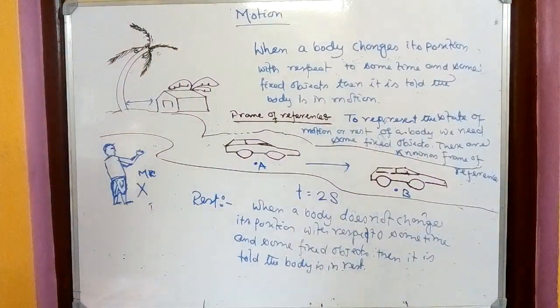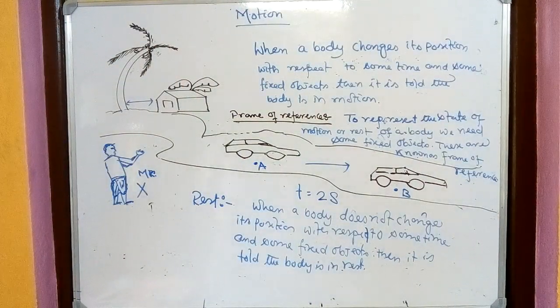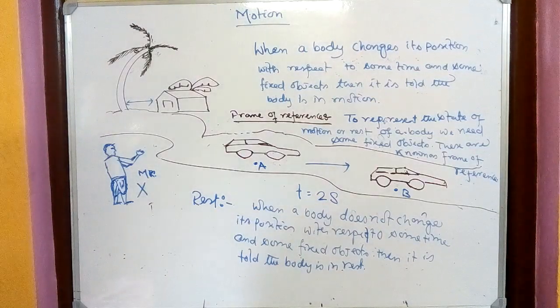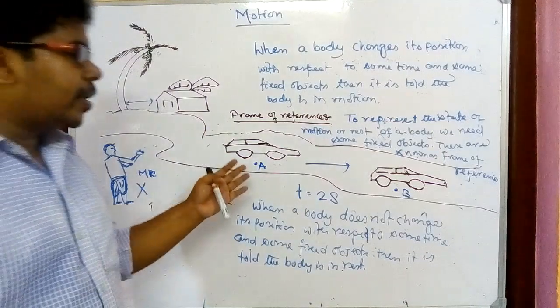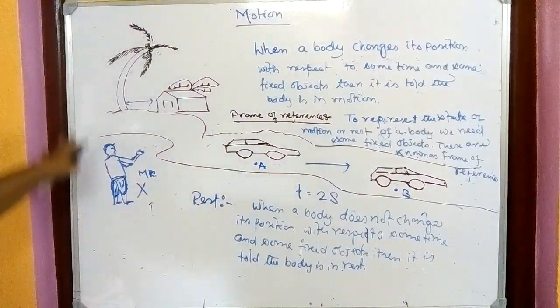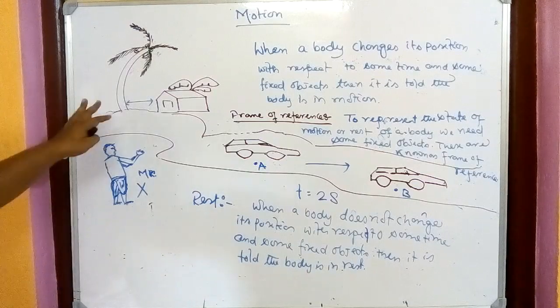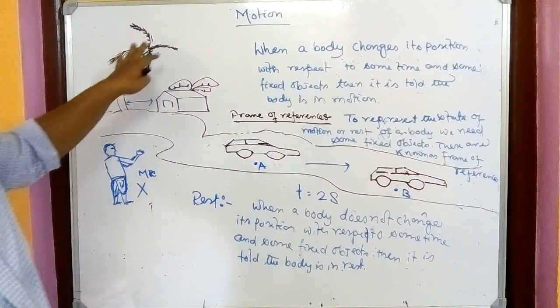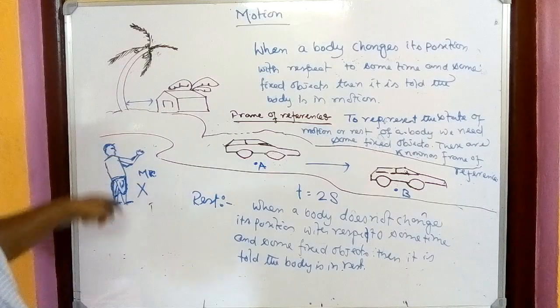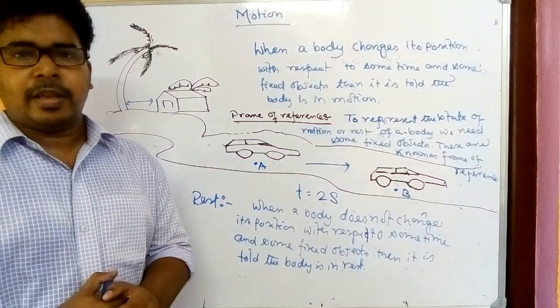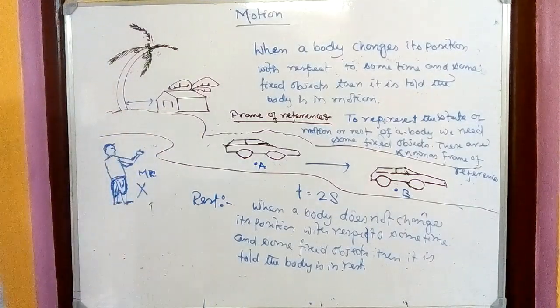Okay, so to represent the state of motion or rest of a body, what do we need? We need some fixed objects. These are known as frame of reference. So when we represent the motion of the car, these three are the frame of reference. When we talk about the state of the tree, then this house and this man are the frame of reference. Okay, so without a frame of reference, we cannot represent the motion of a body.